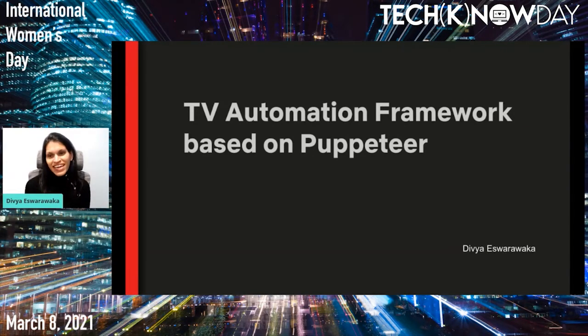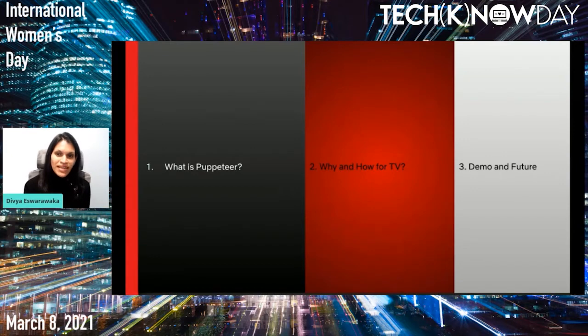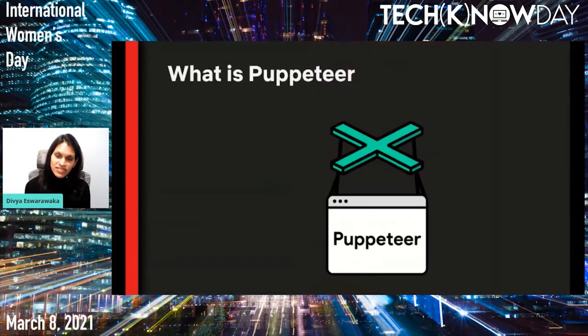I'm Divya, Engineering Manager, leading developer productivity and quality team at Netflix. Today, I'll be talking about the next generation automation framework for TV that is being built, which is based on Puppeteer. My talk will broadly be split into three parts. First, context setting and what is Puppeteer, followed by why Puppeteer and how we enable something that is for browser to TV, and lastly, demos and the magical possibilities the next generation framework is unlocking for us.